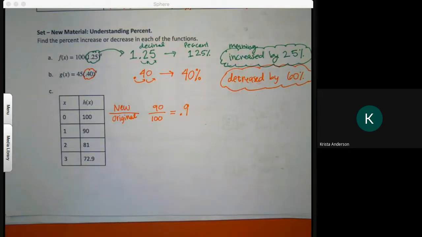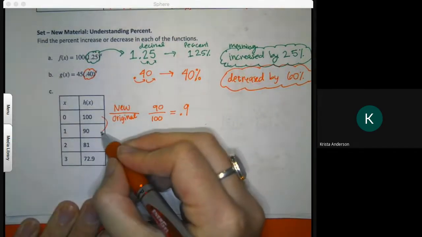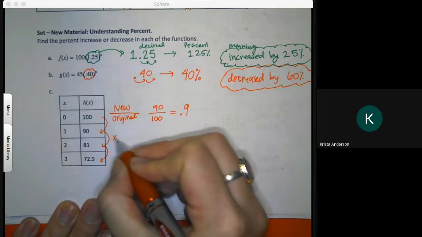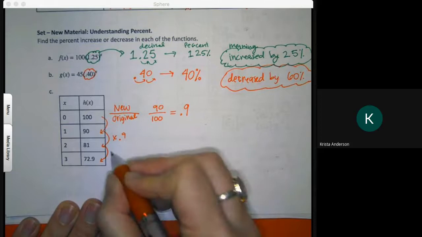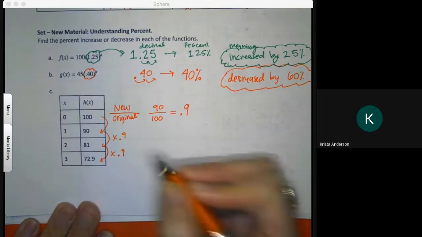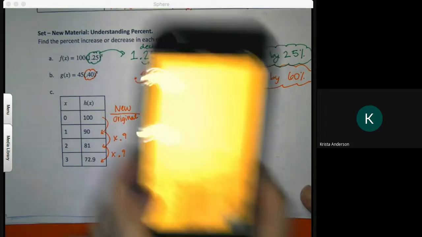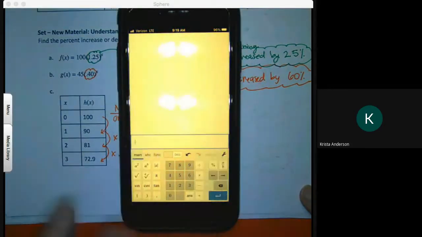So that means each time it is being multiplied by 0.9. And I'm gonna prove to you that it is doing this, just so you can check your work. So I'm gonna prove that it's multiplying by that.